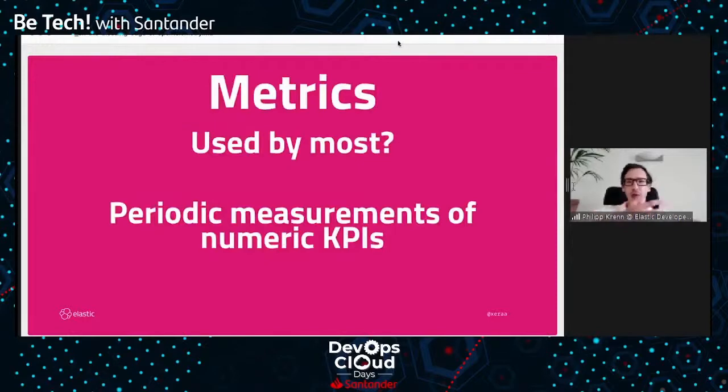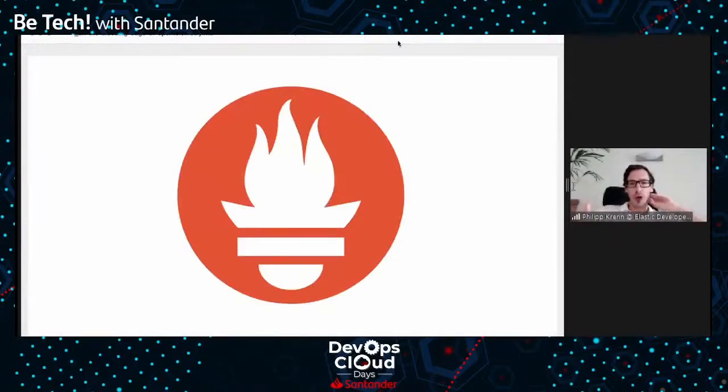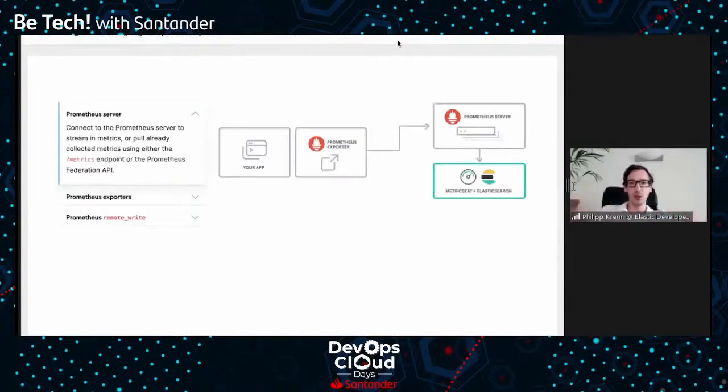Next up, metrics. I assume that most of you are using metrics as well. It's normally a periodic measurement of some numeric KPI. It's like how many users are on your system connected in parallel, and how is that behaving, like maybe some latency, load of the system, whatever. Prometheus is one of the most widely used options or tools there. For example, here you see the Prometheus server that we are scraping into the Elastic Stack, and we can just take that existing data and then visualize it as well.